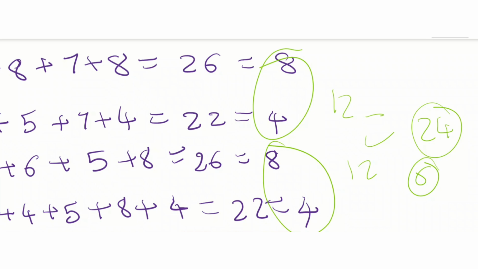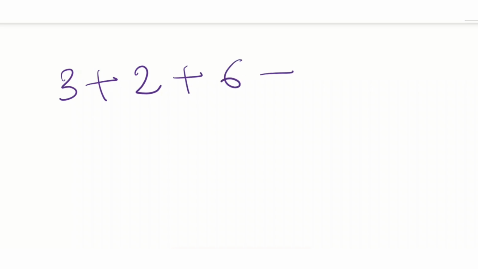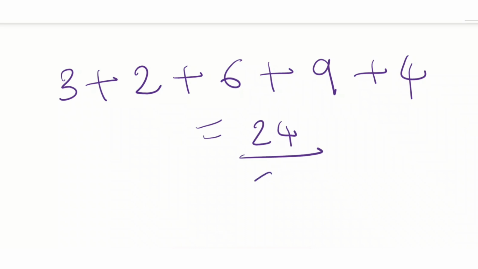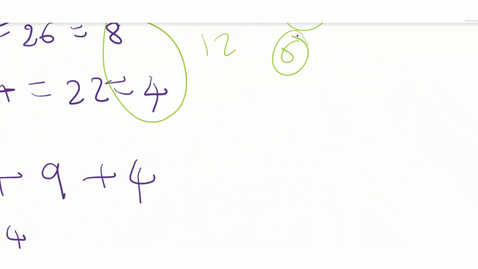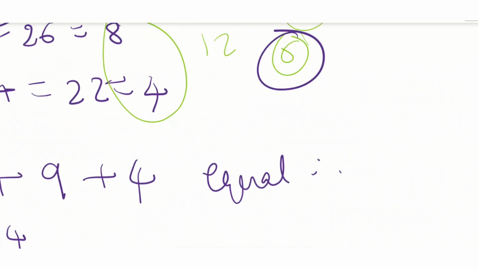So, and the final answer that we got, let's add for that as well. So we have 3 plus 2 plus 6 plus 9 plus 4. This also gives us 24. And then 24 becomes 2 plus 4, that is essentially 6. And this 6 and the given 6 here are equal. And therefore, our answer is correct.